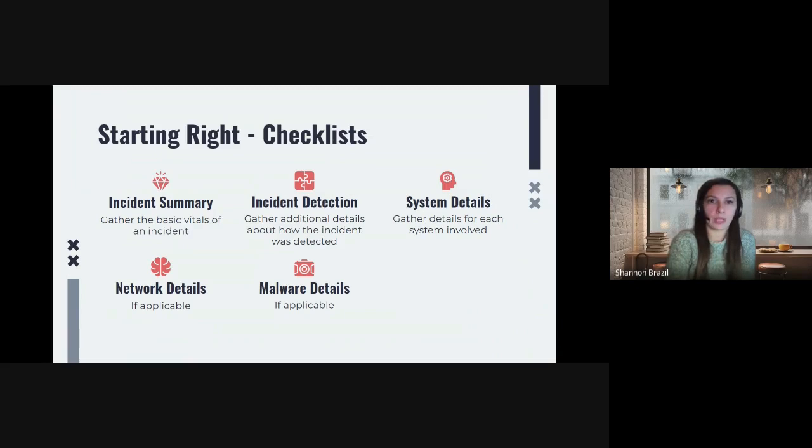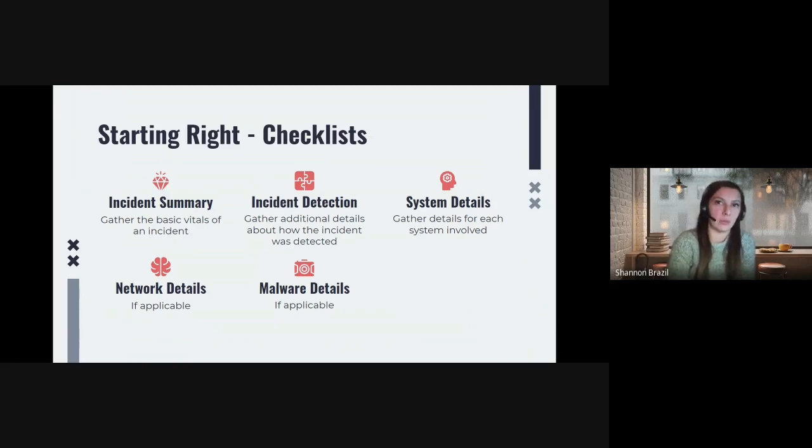So just keep in mind that these are not all inclusive. You might need to add, remove, or change items to make the checklist more appropriate for your organization and usage, but I will be providing those as a resource. The purpose of these checklists is to record high-level information about the incident and get a better sense of what has happened. It should also help you identify other sources of evidence.